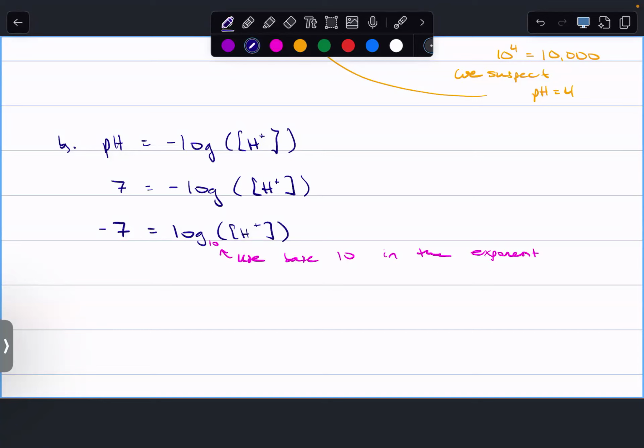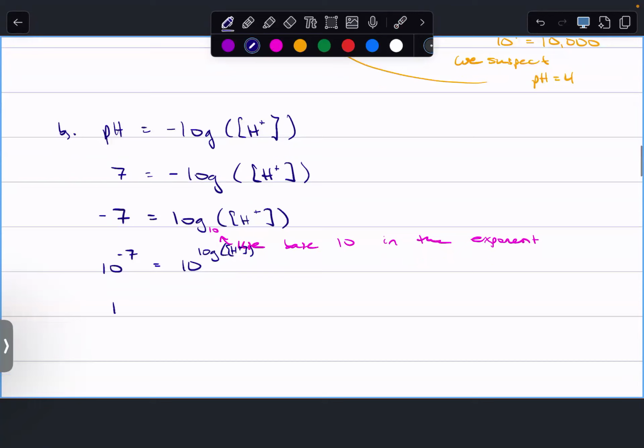So then we get 10 to the -7. 10 to the negative 7 is 10 to the power of log of the hydrogen ion concentration. Now, the log properties say that if you have b to the log base b of x, those are just going to cancel out and you're left with x, what's in the exponent.